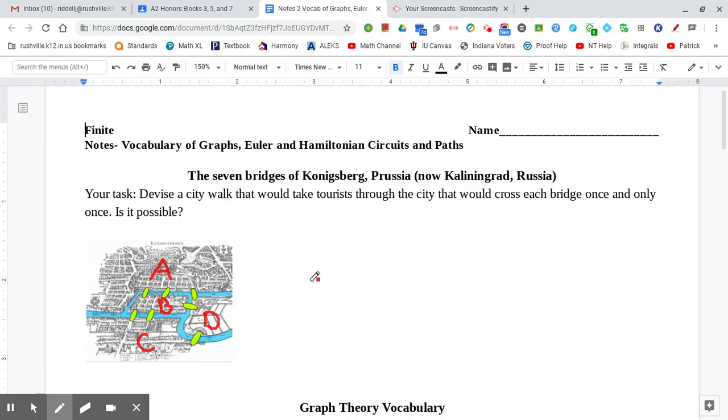And so, the problem that Euler was thinking about was, is it possible? Doesn't matter where you start and it doesn't matter where you end, but is it possible for a tourist to go through the entire city? So that means go to A, B, C, and D, not necessarily in that order, but is it possible for a tourist to go to all four pieces of land by crossing each bridge once and only once? So go ahead and I suggest that you pause this video and maybe take your finger and try to start off in different sections and try to cross each bridge exactly once and see if it is possible or not.